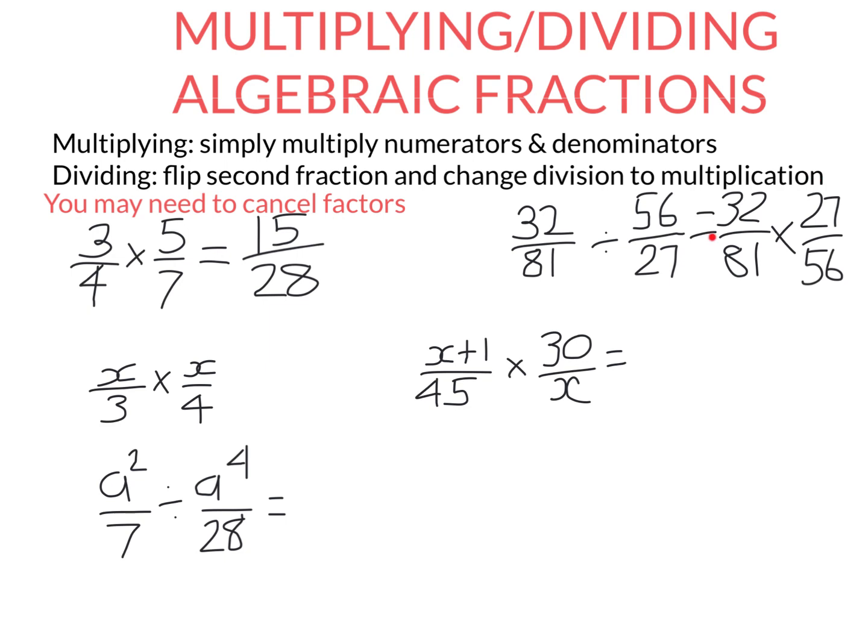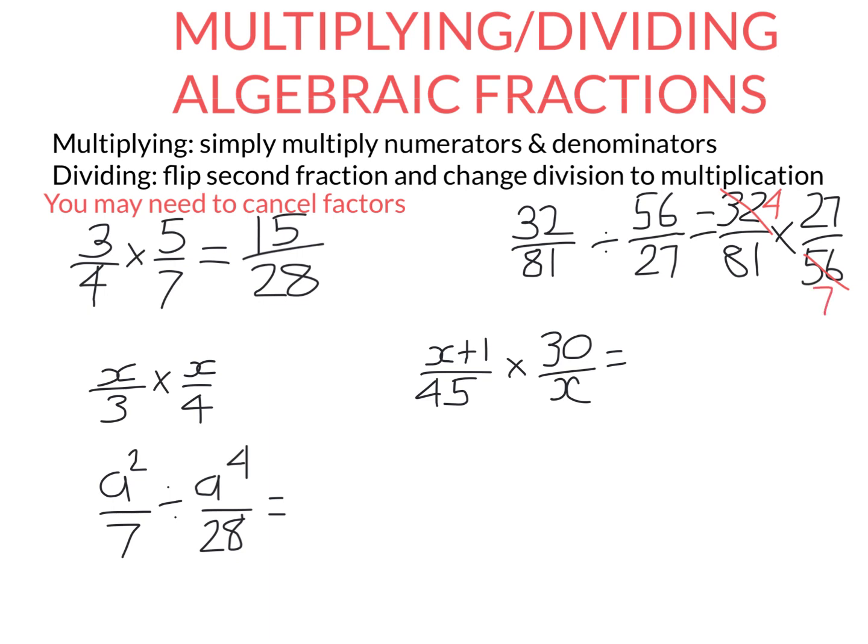So if I was doing this in my head, it'd be so much easier to cancel common factors rather than trying to do 81 times 56 in my head. What we do is we find common factors. So 32 and 56, they both have a common factor of 8. 8 goes into both of them. 8 goes into 32 4 times. So I've divided 32 by 8 and I've divided 56 by 8.